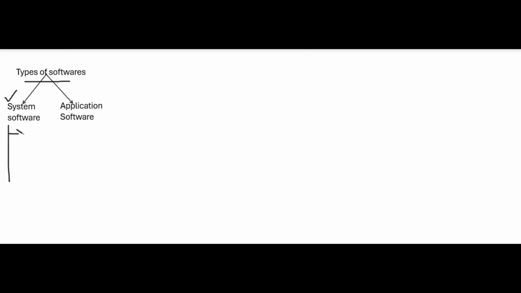When you run your computer, system software will run in the background. It will automatically start running in the background. You don't need to run it and you don't need to stop it. It automatically runs when you start your computer. For example, the operating system is an example of system software, and we will discuss more about it in this same video. It's an interesting concept actually.